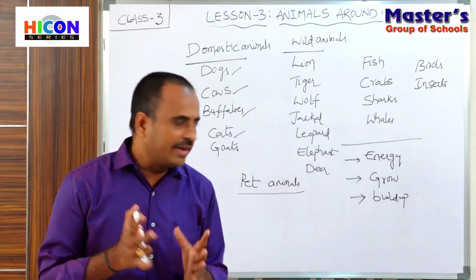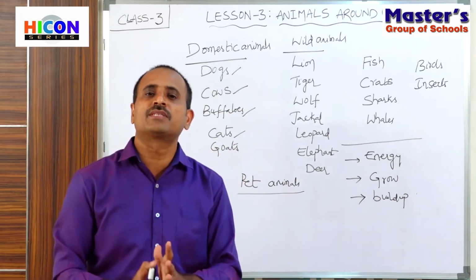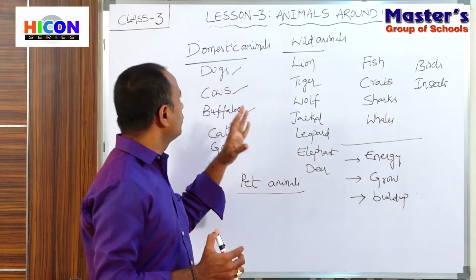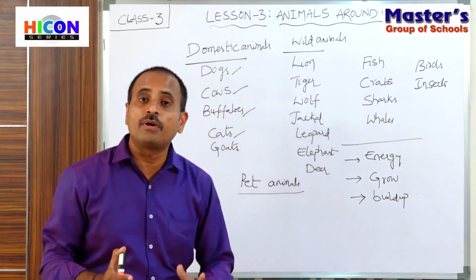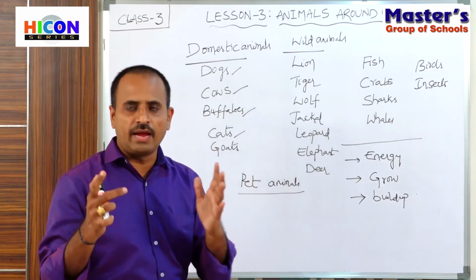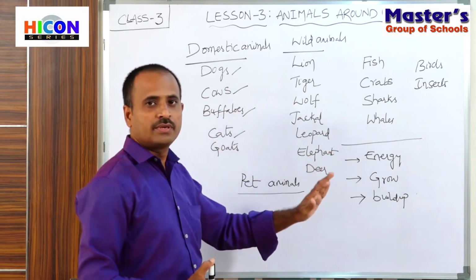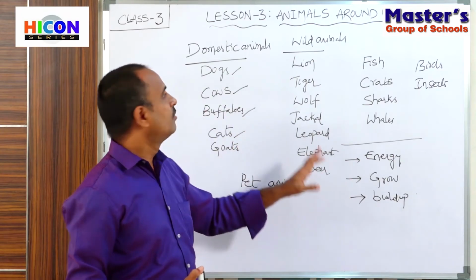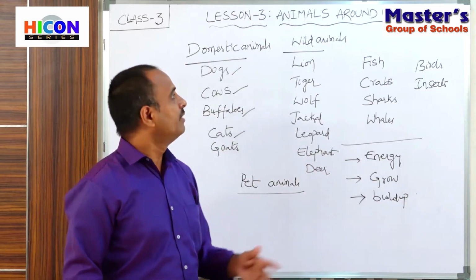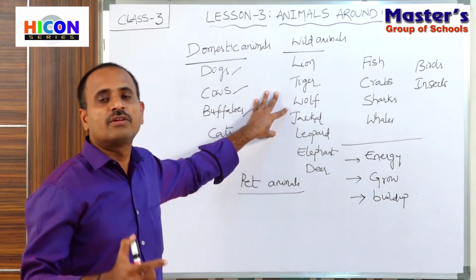Now we will classify these animals based upon their food habits. But first, we classified the animals into two types, domestic animals and wild animals, based upon their habitats. Habitat means the place at which they live. For domestic animals, the habitat is our roadside, villages or houses, whereas for wild animals, the habitat is the forest. This is the classification based on the habitat.